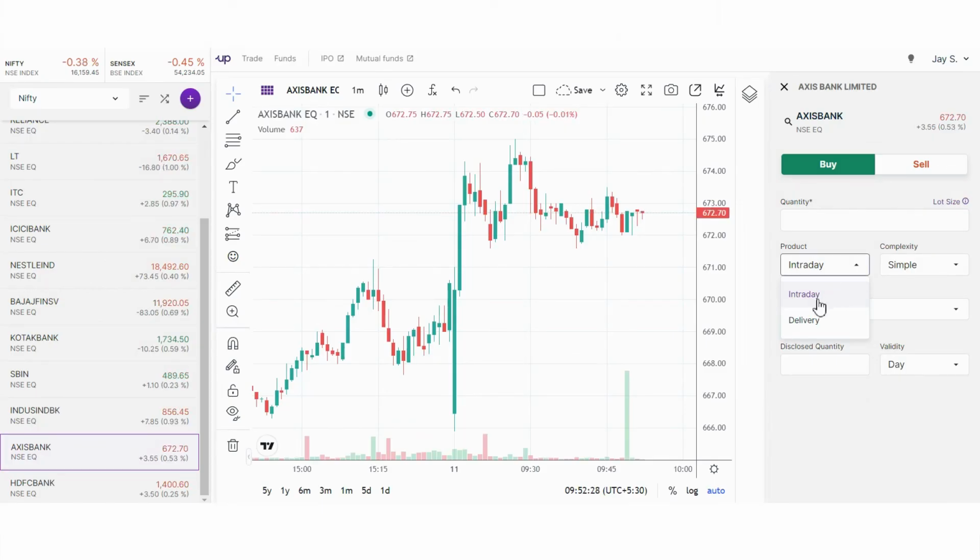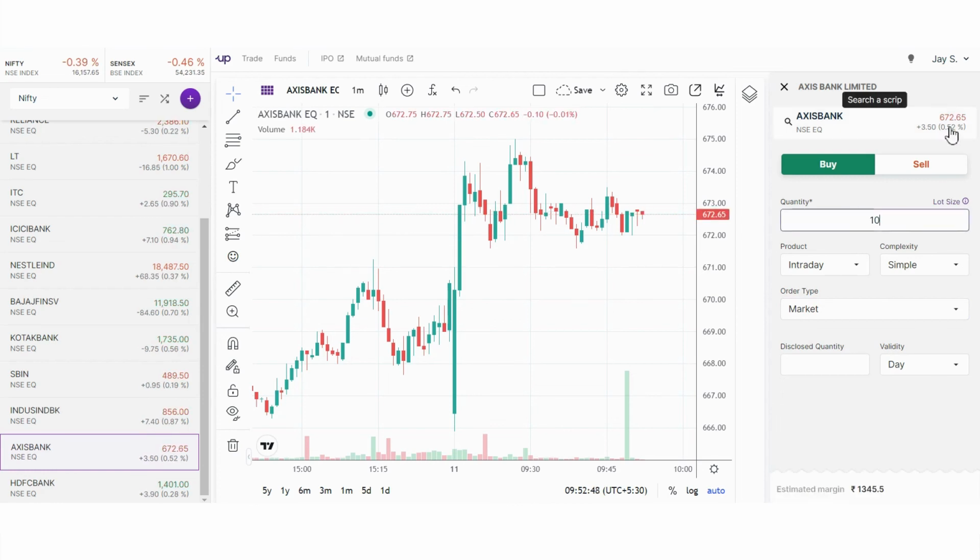So here you can see there's the option of intraday and there's the option of delivery. If I go to market order, I just have to type the quantity, let's say 10 shares. It won't ask me for the price, because, like I told you, for the market order, whatever the price is at that moment, it will be automatically executed at that price, right?